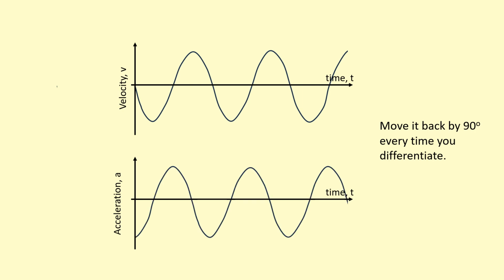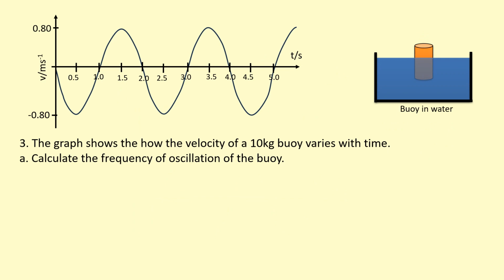The graph shows how the velocity of a 10-kilogram buoy varies with time. So it's bobbing up and down like this, and we need to calculate the frequency of the oscillation of the buoy. Okay, so in this graph, you've got some information. I recommend finding the time period, and you can find time period by measuring over as many oscillations as possible. So in this case, 2 complete oscillations are 4 seconds, so the time period is 2 seconds. So using 1 over time period to get the frequency, we put that in, you get 0.5 Hertz.